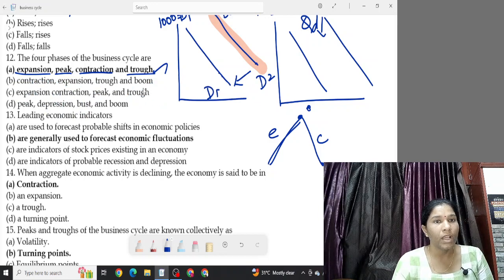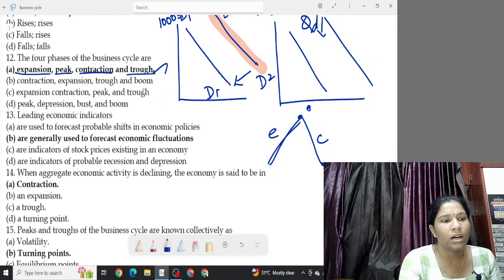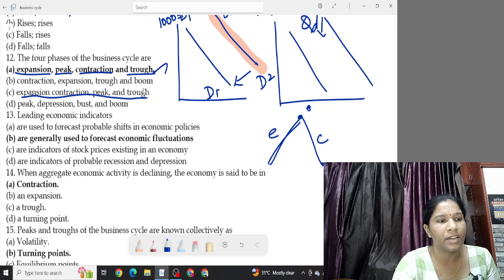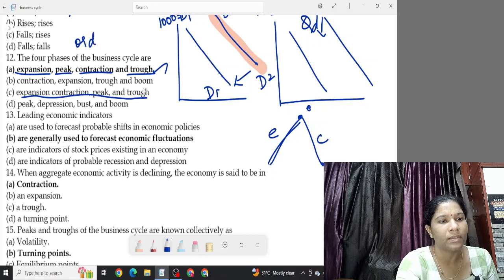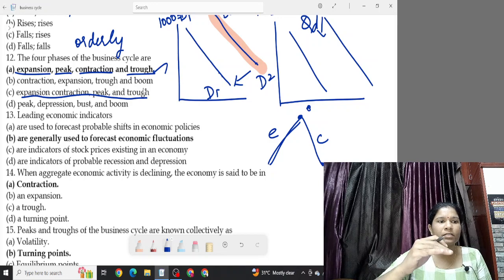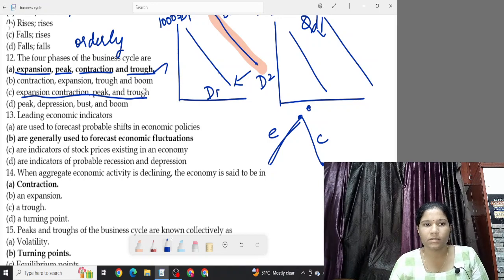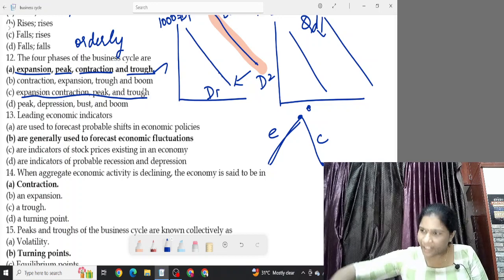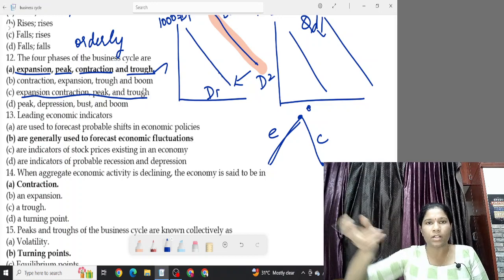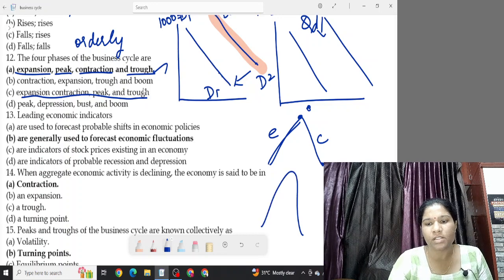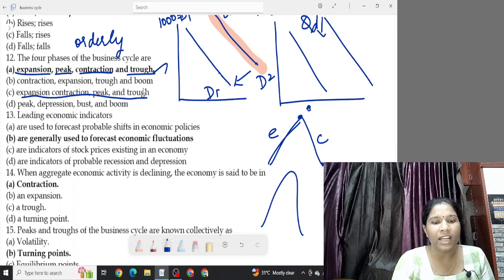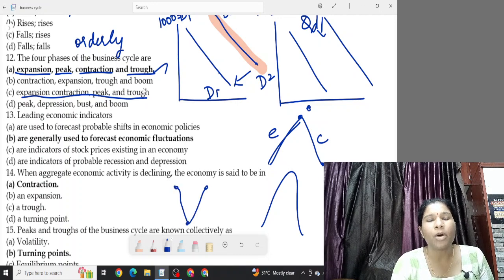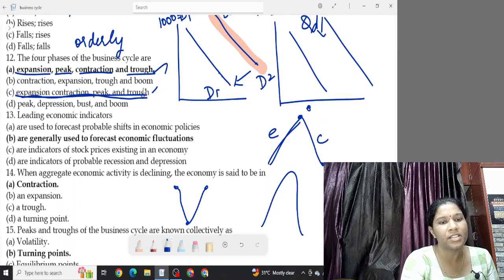Okay. In examination, you might get confused between A and C. But remember, here it is given in the proper orderly manner. First expansion, peak, contraction, trough. Or they must have started with contraction, trough, then expansion, peak. Somehow the order should come, no. Either it should go from this to this, or if they are explaining, they are starting from contraction, trough, expansion, peak. Some order should be there. Since the order is not here, it is the wrong answer.